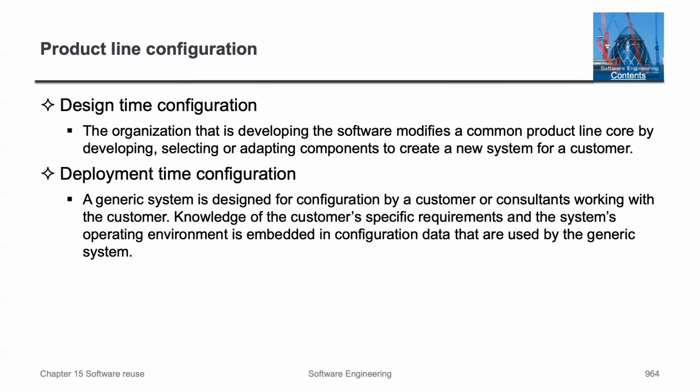For product line configuration, you can have design time configuration, where the organization that is developing the software modifies a common product line core by developing, selecting, or adapting components to create a new system for a customer. Or you can have deployment time configuration, where a generic system is designed for configuration by a customer or consultants working with the customer. Knowledge of the customer's specific requirements and the system's operating environment is embedded in configuration data that are used by the generic system.